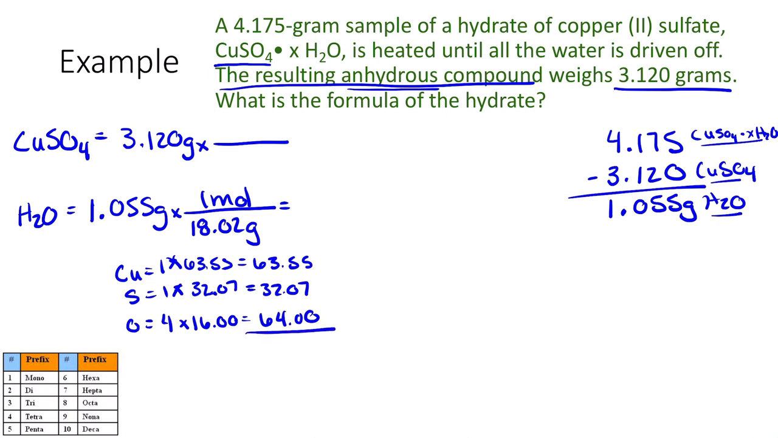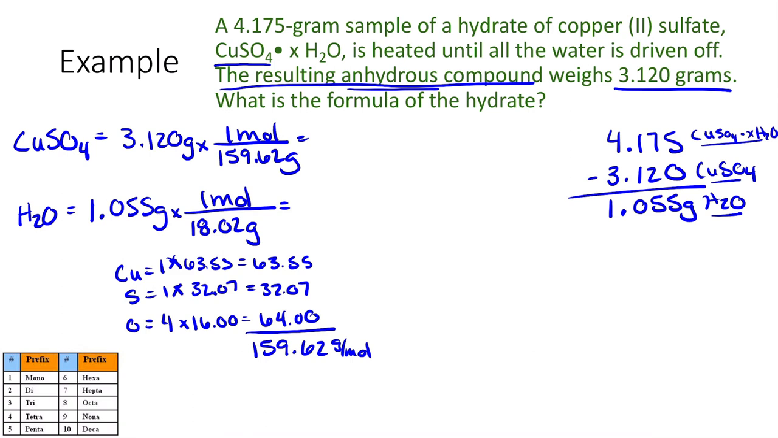All right, so now I've got 63.55 plus 32.07 plus 64. And that means that my mass here is going to be 159.62 grams per mole. All right, so that's the mass for copper sulfate. So I'm going to use that mass up here, 159.62 grams per mole, and then I'm going to perform that calculation.